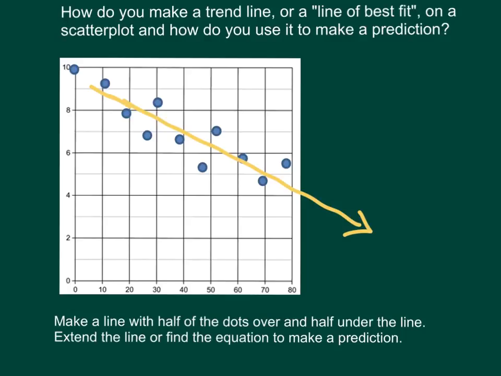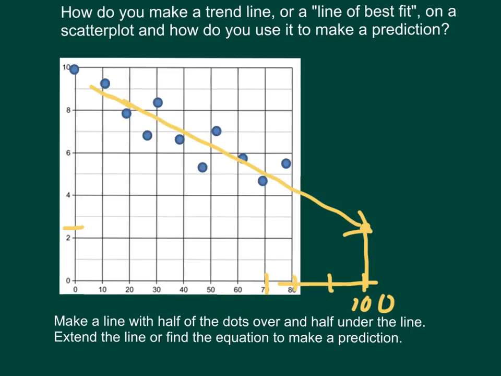So in this case, we see this has a negative correlation. It goes down and to the right. We can use it, here's 70, 80, 90, 100, to make a prediction. So in this case, we can see that if we want to go to 100, we could go up here and we could see that it would be between 2 and 3, so perhaps 2.4. So that would be our prediction of where the line would be at 100.